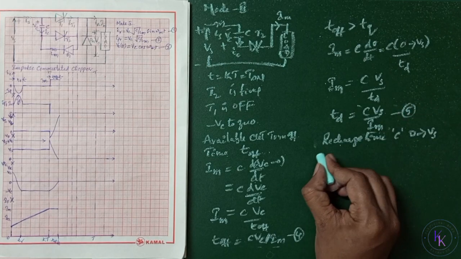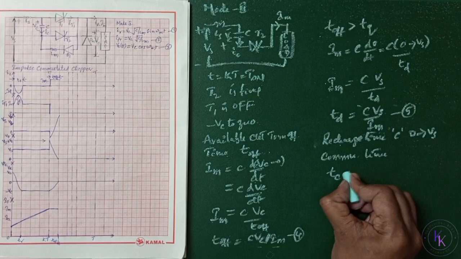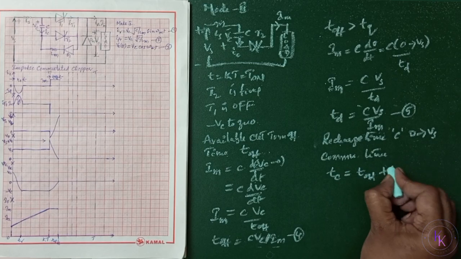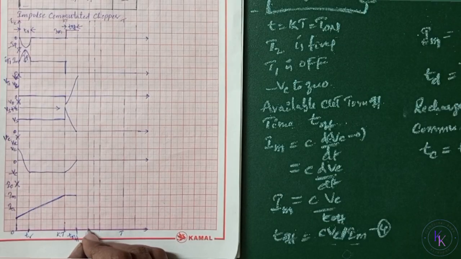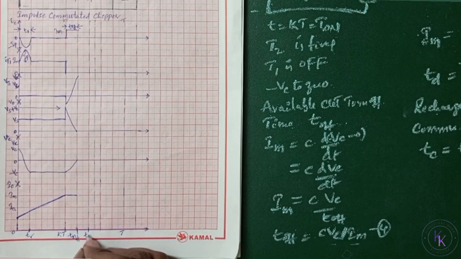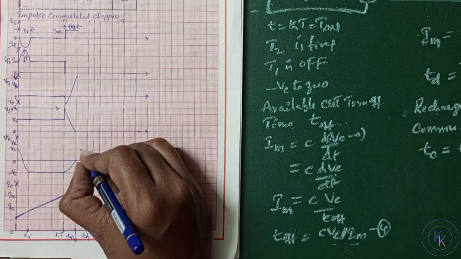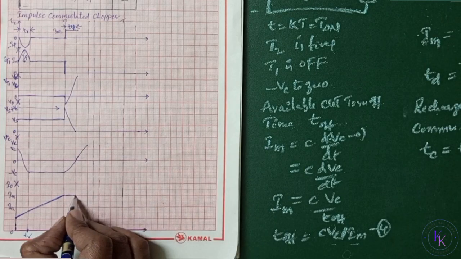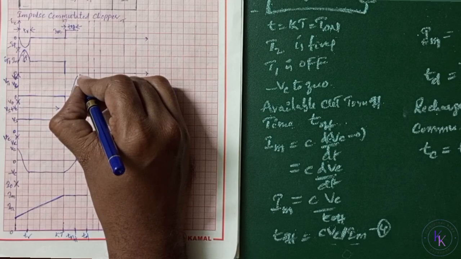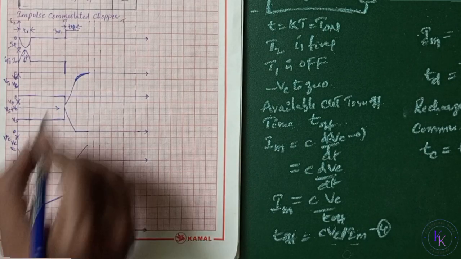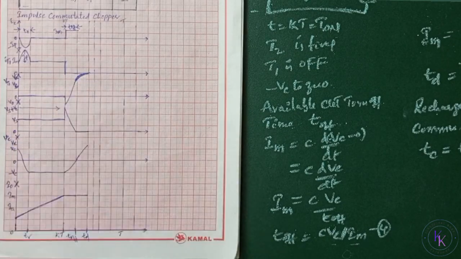The total commutation time Tc is given by T_off plus Td. Let this be equation number 6. After T_off, it should be Td, where the capacitor is going to reach Vs and Im will remain constant, and the voltage across the thyristor T1 is at its maximum. The current through T1 will remain 0.